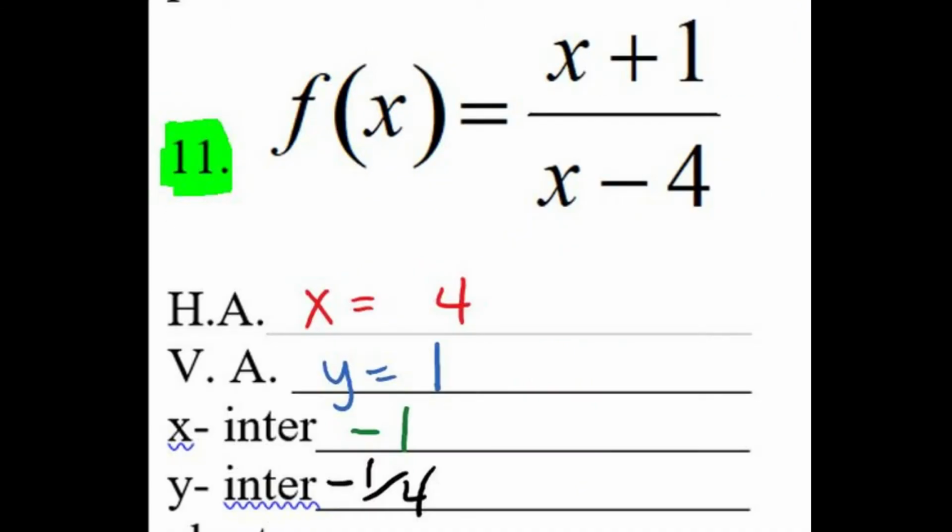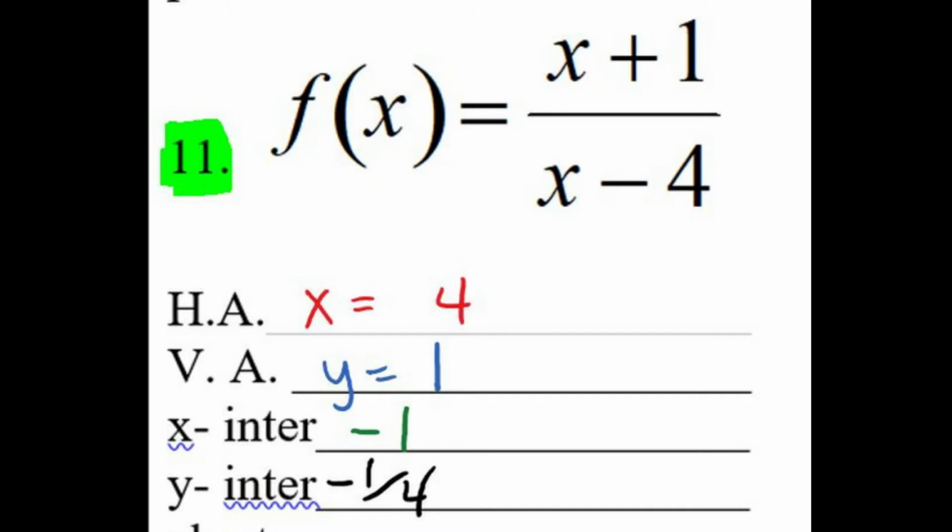Okay, skipping down, let's look at number 11. So number 11, we're going to do exactly what we just did. We're going to find a few extra things, and then we're going to graph these and find the domain and range. So the vertical asymptote is going to be what makes the bottom 0. So on this one, x equals 4 is going to be our vertical asymptote. So that's how I got that thing in red.